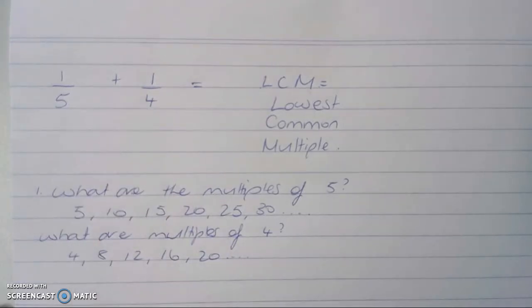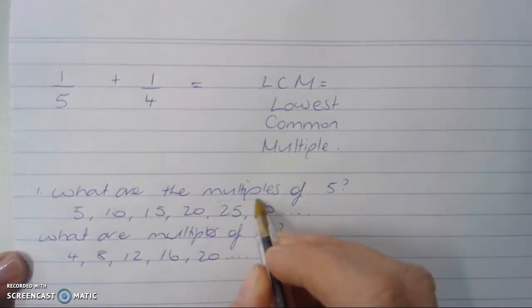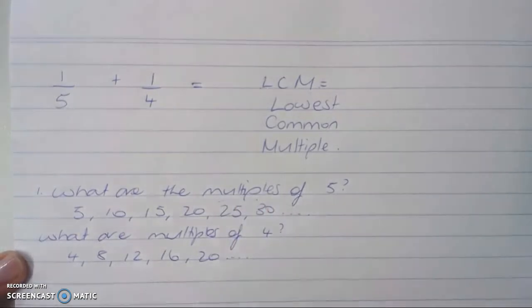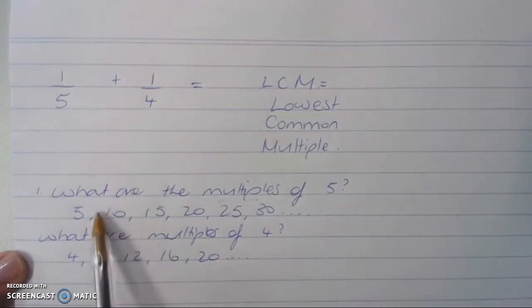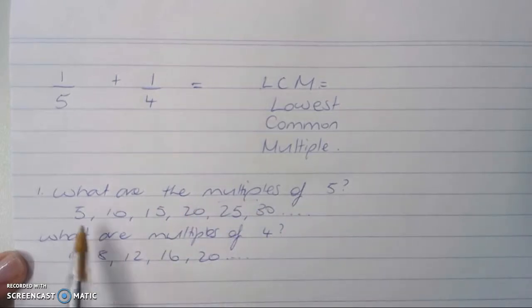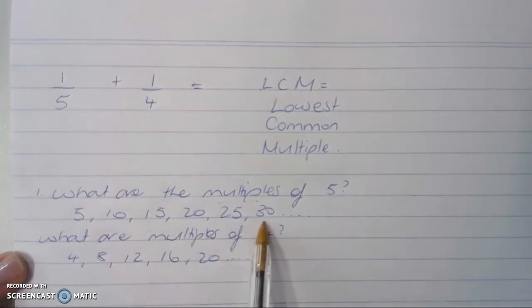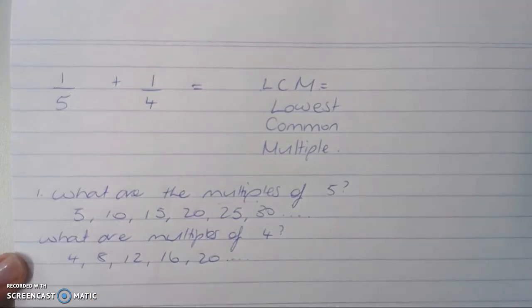Okay, so in order to do that, I need to find the lowest common multiple, okay, LCM. And just to recap, a multiple is the result of numbers multiplying with each other and the answer to that question. So for example, what are the multiples of 5? 5 times 1 is 5, 5 times 2 is 10, 5 times 3 is 15, etc. So these are my multiples of 5. And my multiples of 4 I've written down here as well. What you need to do is to think of the common multiple between the denominators that you have, and using the lowest one will just make it easier.